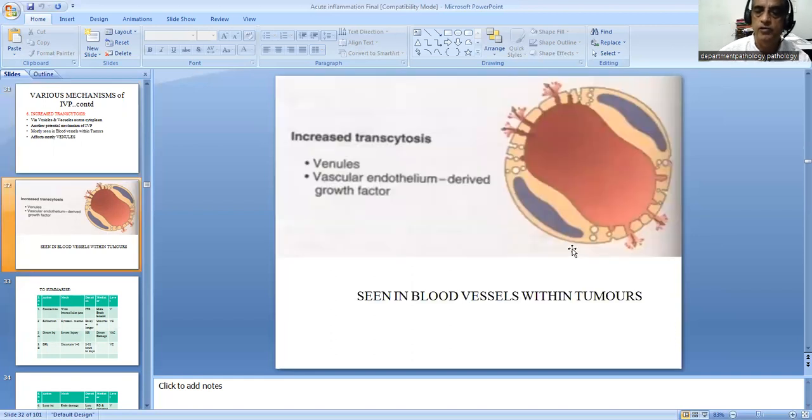This is how it occurs. This is the endothelial cell. This is the vesiculo-vacuolar system, and this becomes active and causes leakage. Openings and leakage will be there. This is communicating to the surface. This is communicating to the surface. So across the cells, it is taking place.